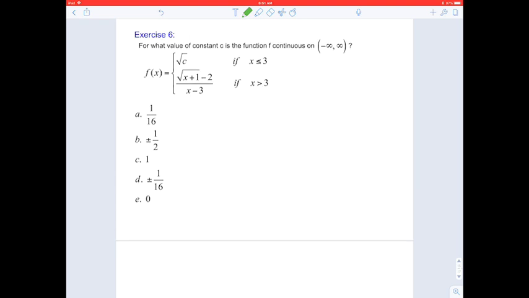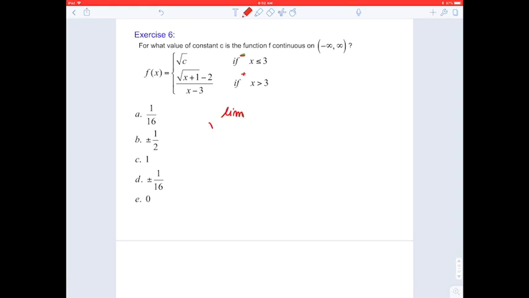Find the value of the constant c for the function to be continuous everywhere. I'm not really reading the exact text. Okay, the same situation. We have to find the constant c for both pieces of the function to have the same limit at 3. That means we have a function defined for x less than 3. This is the left hand side. Okay, and for x greater than 3 is the right hand side.